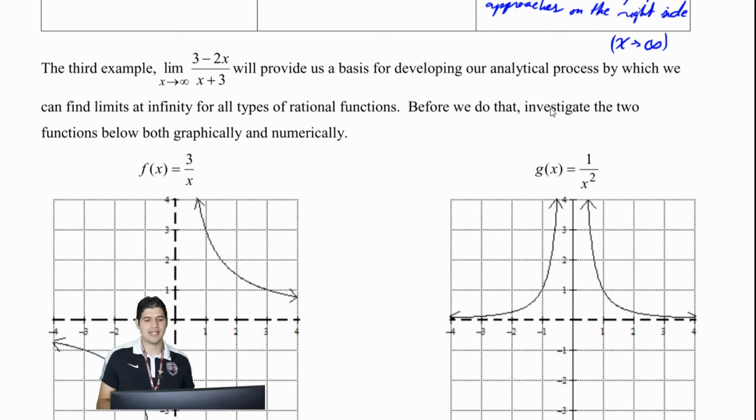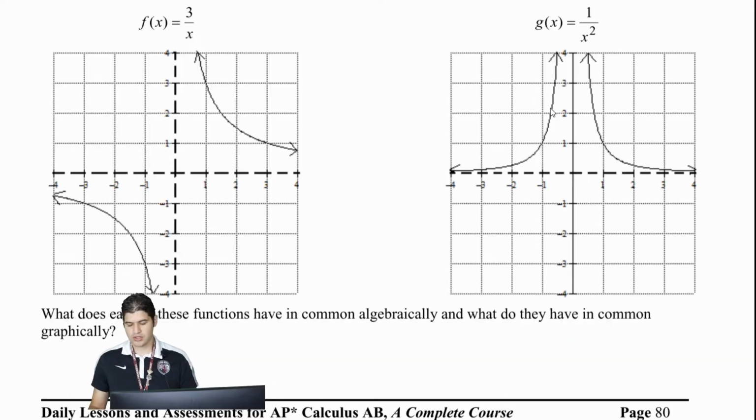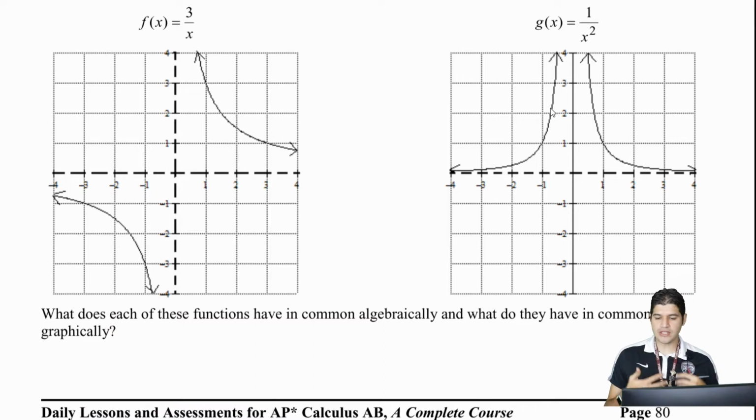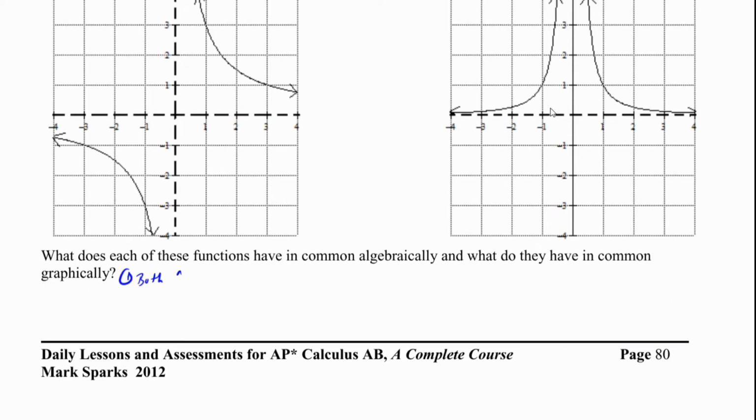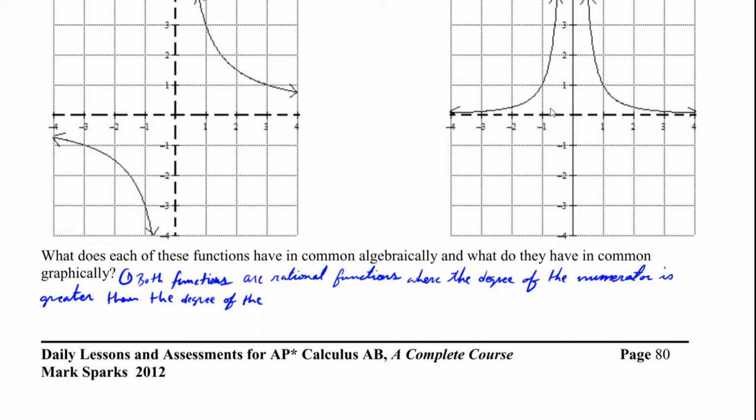Before we get into that, let's look at these two investigations. I have 3 over x and I have 1 over x squared. I want to talk about what each of these functions has in common algebraically, and what they have in common graphically. The first thing I notice is that both functions are rational functions, where the degree of the denominator is greater than the degree of the numerator. The second thing I notice is that both graphs have a horizontal asymptote at y equals 0.